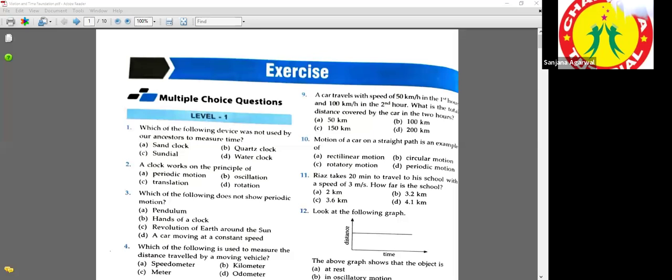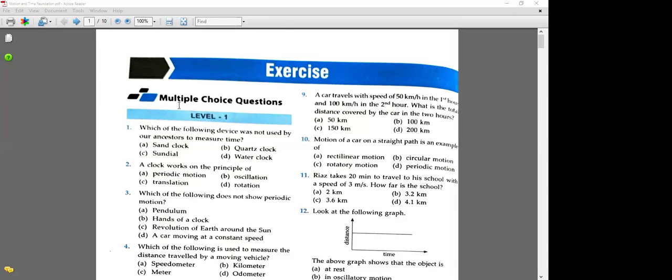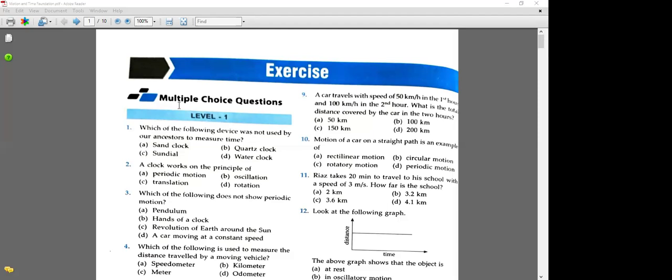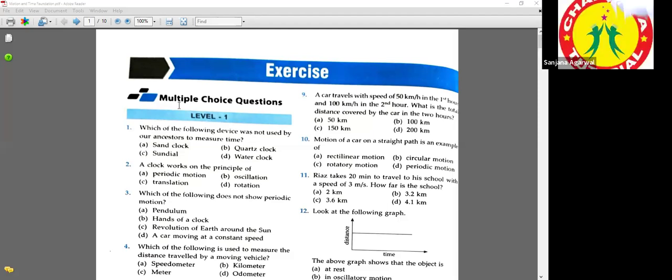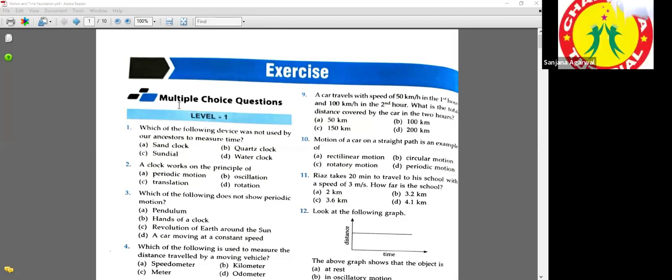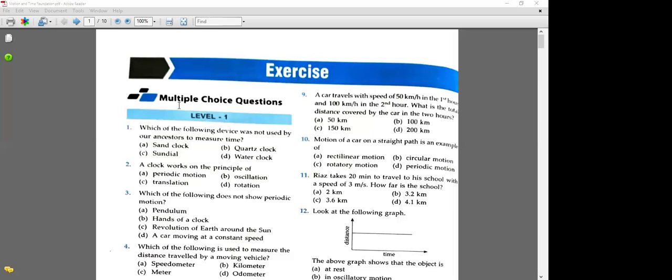Triansh, first. Which of the following devices was not used by our ancestors to measure time? Quartz clock. Right. Rohini, second. Clock works on the principle of periodic motion. Option A.